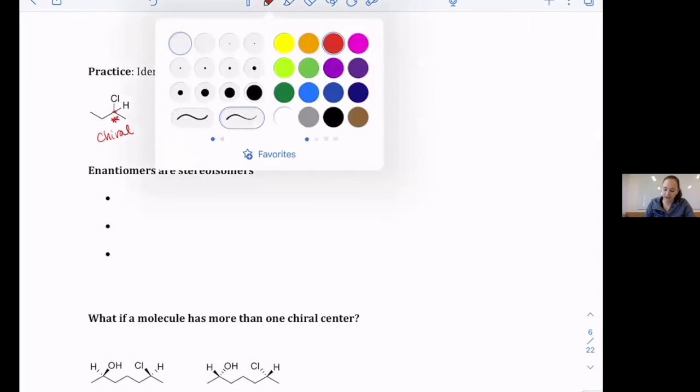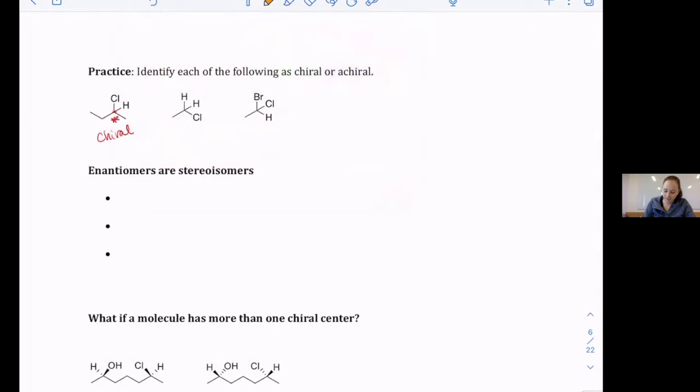Okay, now looking at the second molecule, we have two hydrogens on this carbon here that I'm going to put a red dot on. So this is achiral, just because we have two of the same atom or group on the carbon. There's no particular carbon on this molecule where there's four different groups on that carbon. Okay, let's look at this one here. I'm going to look at this carbon, and we have a bromine, a chlorine, a hydrogen, and a methyl group. So this is a chiral molecule as well.